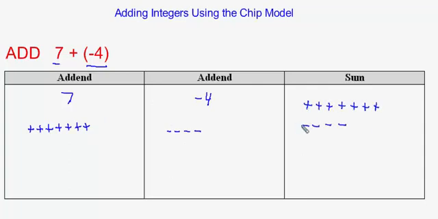Again, I like to line up the positive and negative chips so that I can circle them, indicating that they will cancel, or if you want, you could think of it as they sum to 0, and adding 0 does not change the sum. What I have left is 1, 2, 3 positive chips, so the sum is +3, making the sum of 7 and -4 equal to 3.